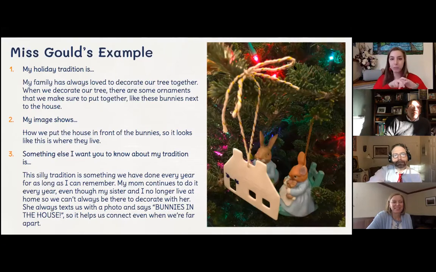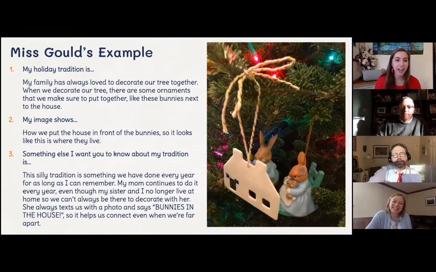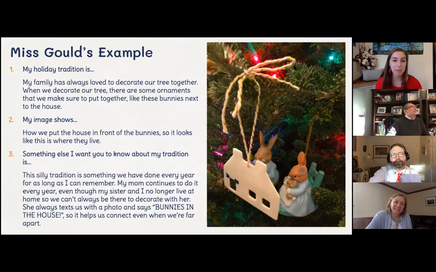So for number 2, my image shows how we put the house in front of the bunnies so it looks like this is where they live. And something else I want you to know is this is kind of a silly tradition, but it's something we've done every year for as long as I can remember, especially with these 3 ornaments in particular. And my mom continues to do it every year, even though my sister and I no longer live at home.